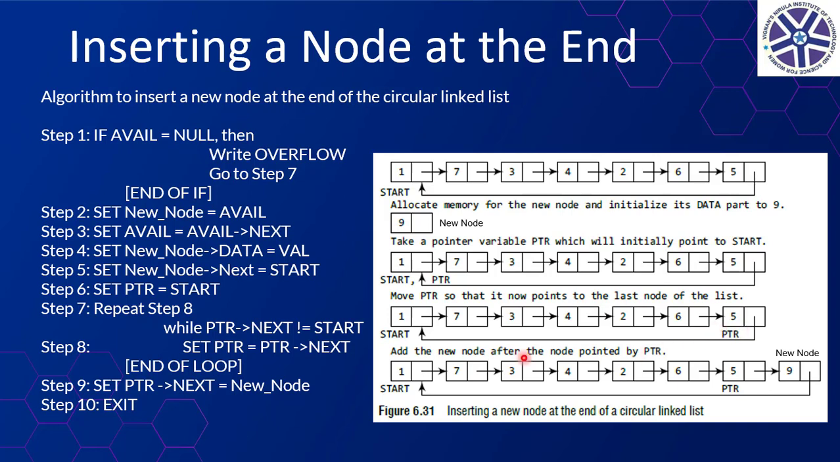What is this node? We are going to take the PTR here and advance the PTR until PTR to next equals to start. So the PTR stops here. While PTR to next not equals to start, PTR equal to PTR to next. So PTR stops here, and now this node is PTR. How are we going to link these two nodes? PTR to next equal to new node.